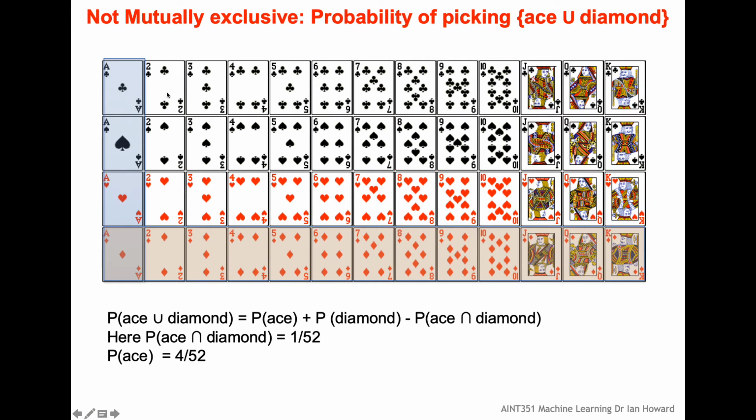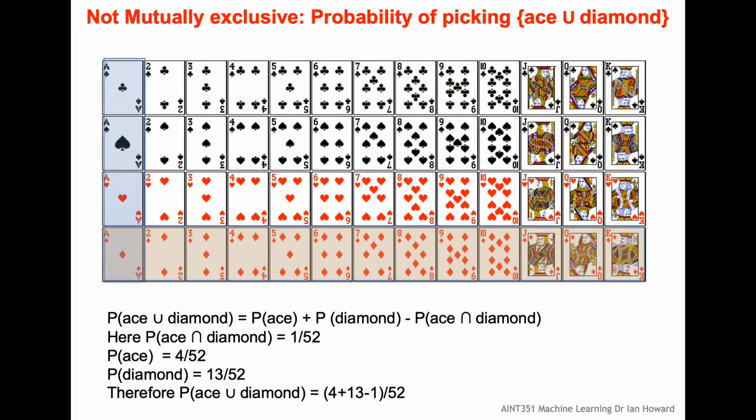Probability of ace, there's going to be 4 of them out of 52, so that's easy to calculate. Probability of diamond, 13 over 52. So the overall calculation, taking out the divided by 52, is going to be 4 plus 13, take away 1, over 52 as the overall probability that we have an ace or a diamond.